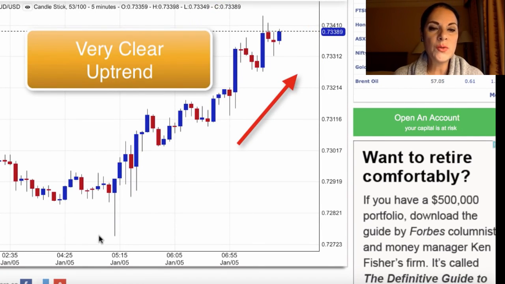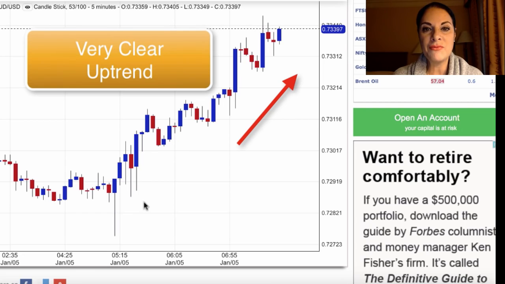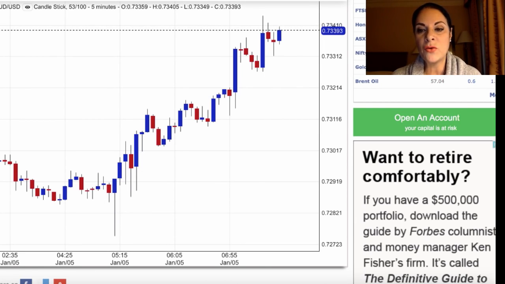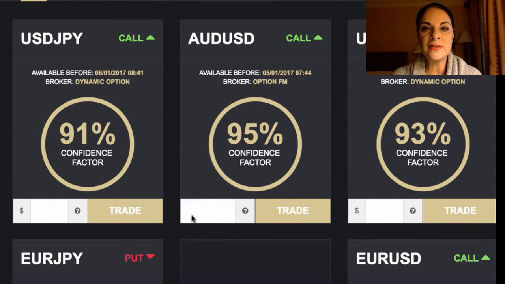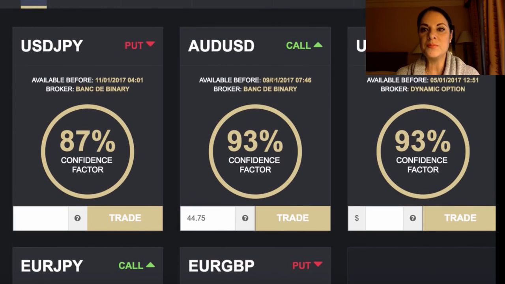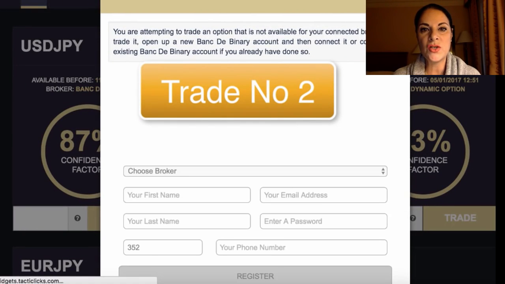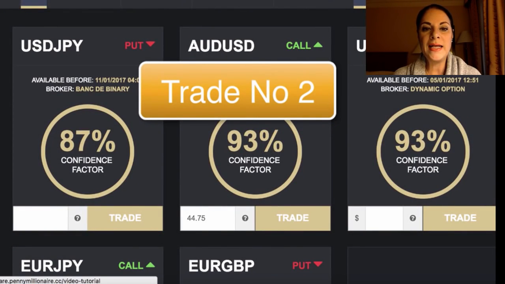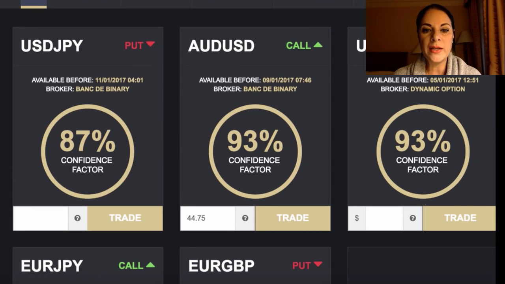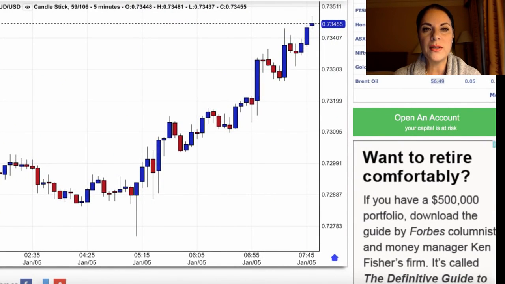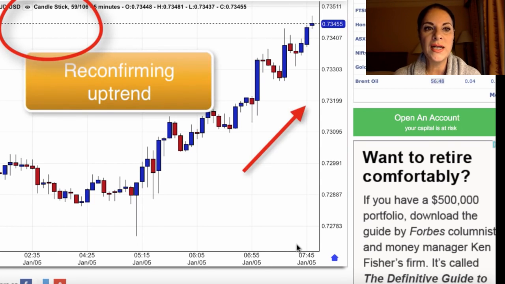Next is AUD USD, and we have again a very, very clear uptrend, and therefore I confirm that the trade that is being recommended is a good signal trade. So here we go. 44.75 is the next trade that we are taking. So it's trade number 2. And here we go. I will try to take this trade now. Let me have a look. I reconfirm that my uptrend is very strong.